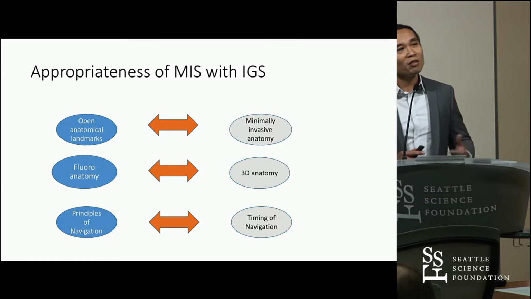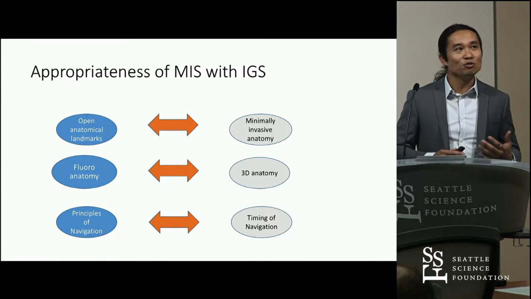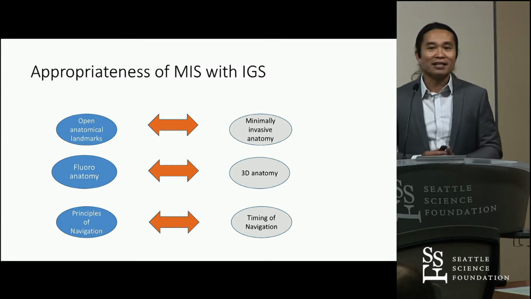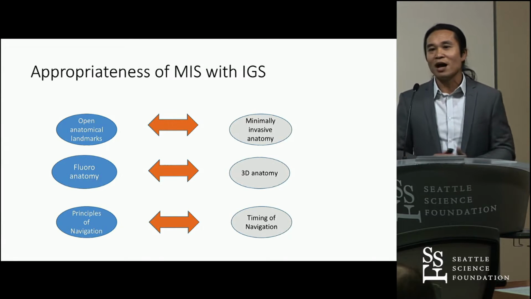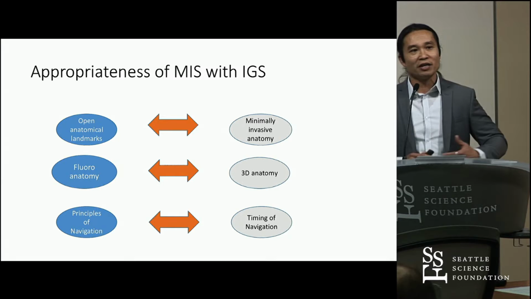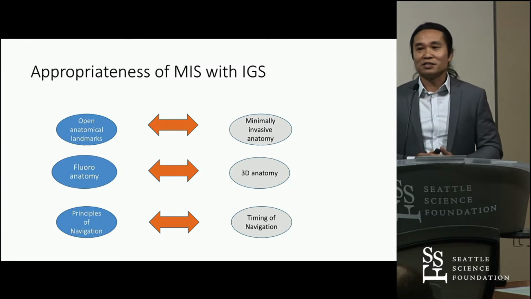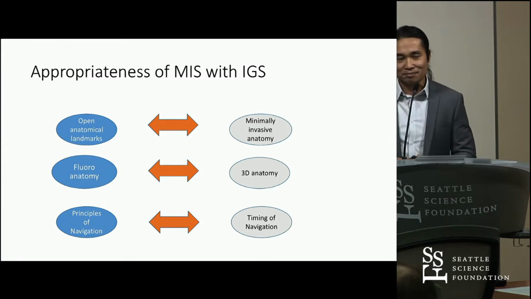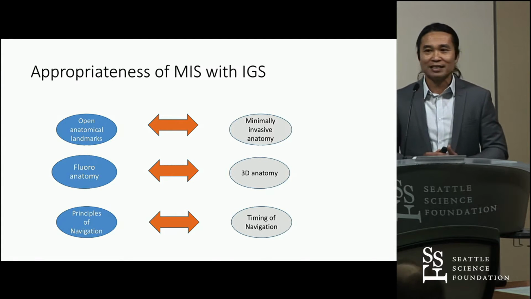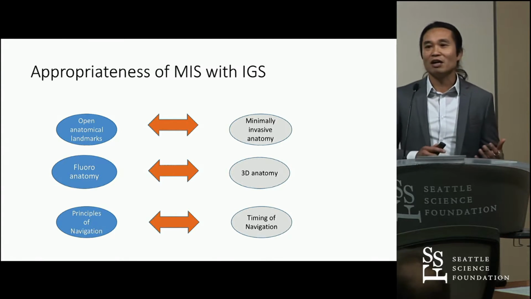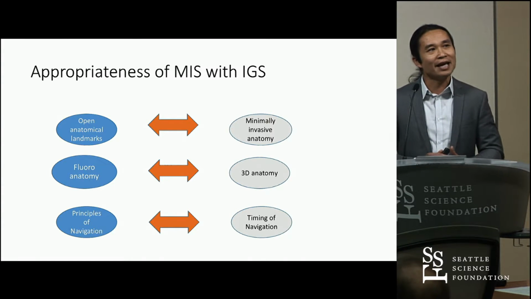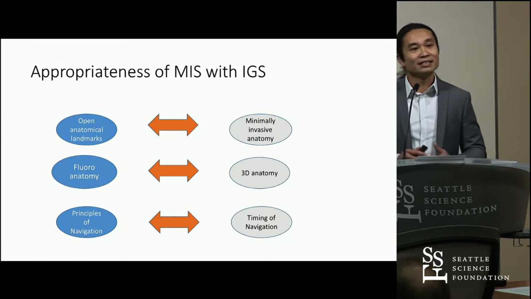So one of the questions I have is that when do you implement MIS techniques? When do you implement image guidance techniques? You've heard a lot of talks about image guidance techniques with deformity and open procedures. But in my practice, I implement a lot of MIS techniques, and we'll go over some x-rays. But it really comes from using open anatomical landmarks and minimally invasive anatomy together.